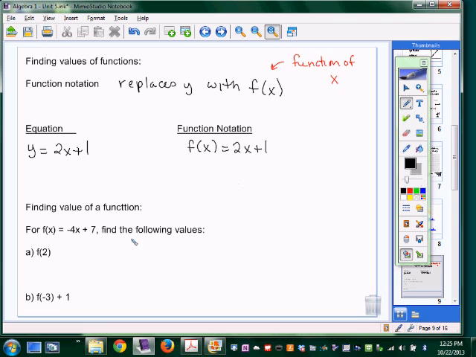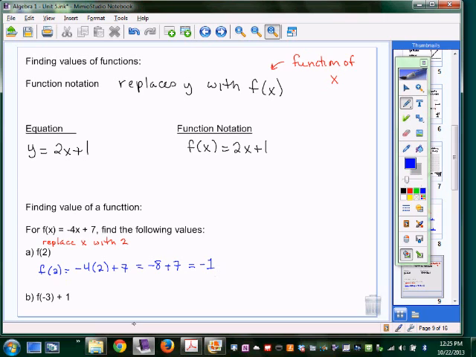So it's like this. If we have a function, f of x equals negative 4x plus 7, and we want to find f of 2, what we do is we replace x with 2. Whatever's in this parenthesis goes where x was. So f of 2 is negative 4 times 2 plus 7. I took this negative 4x plus 7 and put 2 in instead. So that's negative 8 plus 7, so that's negative 1.